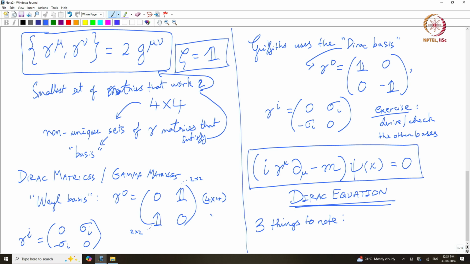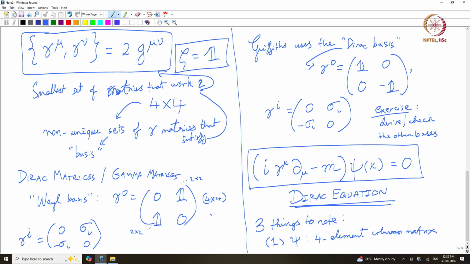First, should we write this psi as a number or a matrix? Of course, we have to write it as a matrix. Why? Because we are multiplying it with a gamma matrix. So, this should also be a matrix, and in particular it is a 4 element column matrix. Agreed?